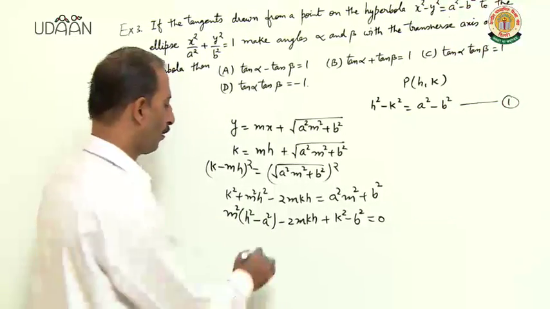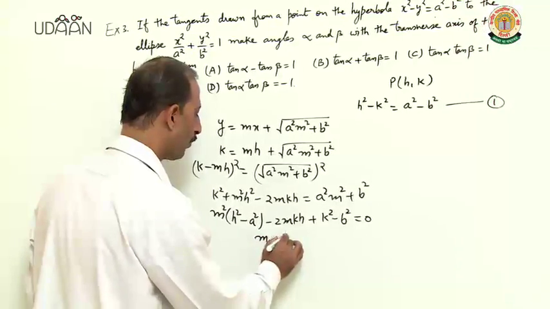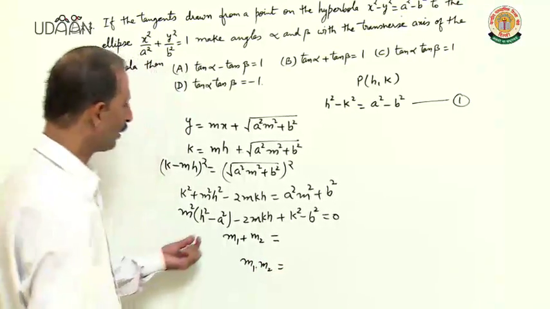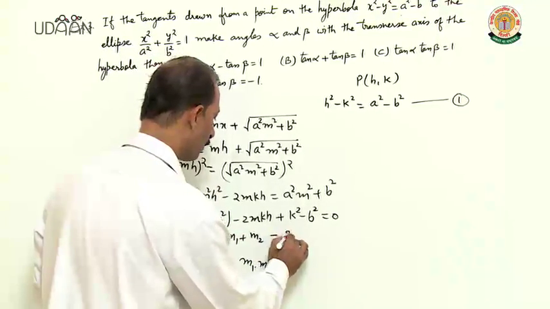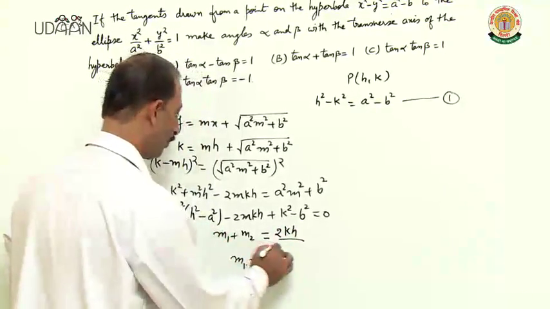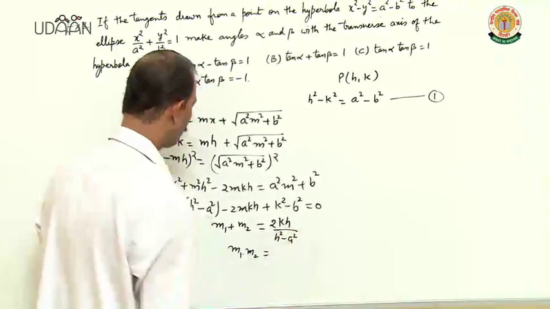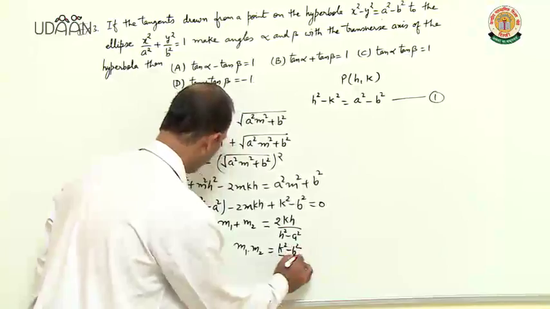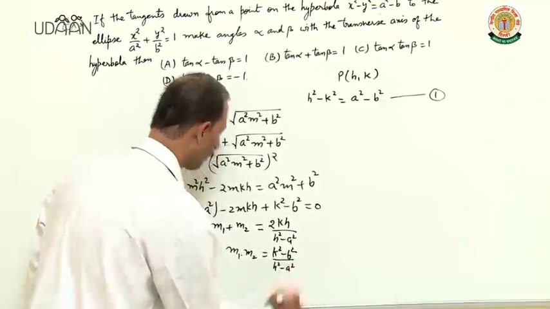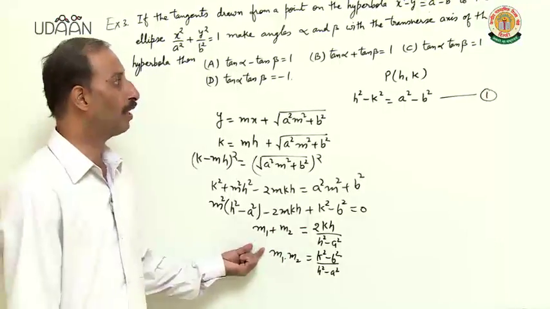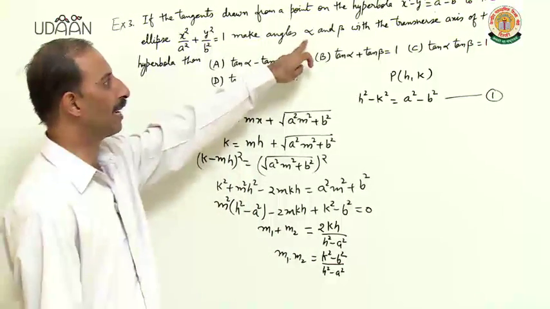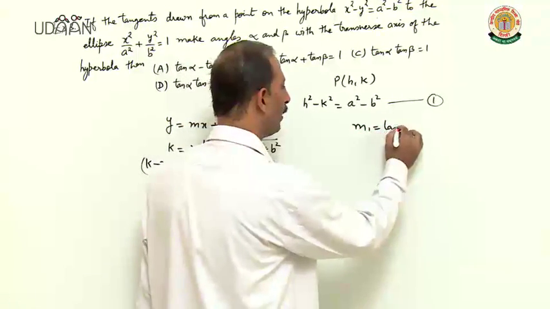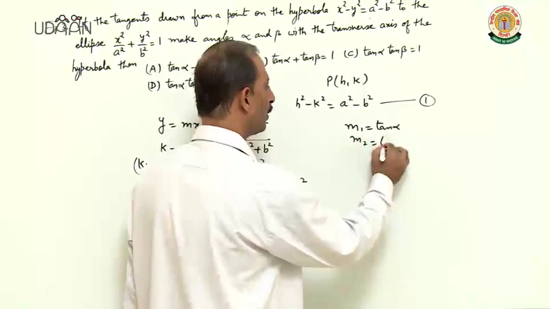So you know it will contain two roots, the sum of roots and product of roots you can find directly from this equation. So what is the sum of roots? Minus b upon a. It becomes 2kh upon the value of a, h square minus a square. And the product of roots is c upon a. So you will get (k square minus b square) upon (h square minus a square). m1 and m2 are the slopes. Now they have given that the tangents make the angles alpha and beta. So we can say the value of m1 is equal to tan alpha and the value of m2 is tan beta.